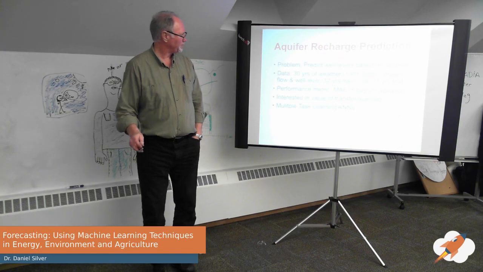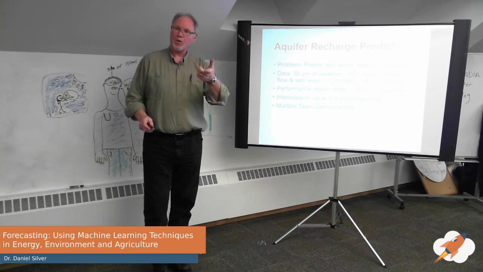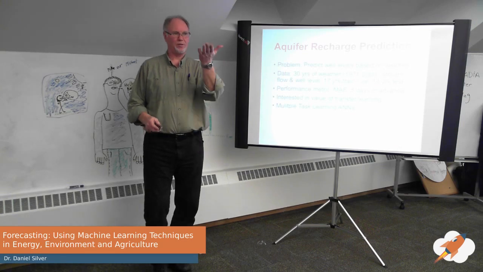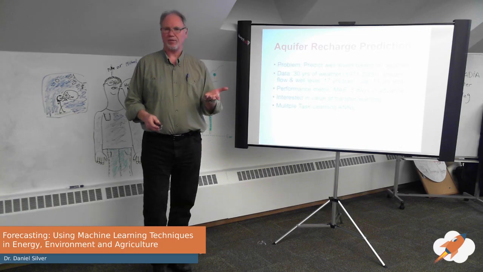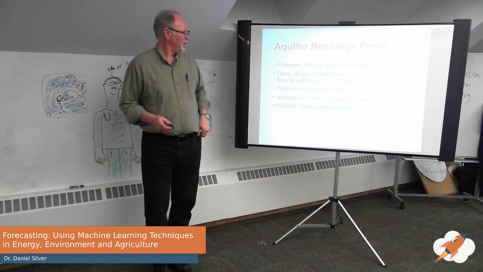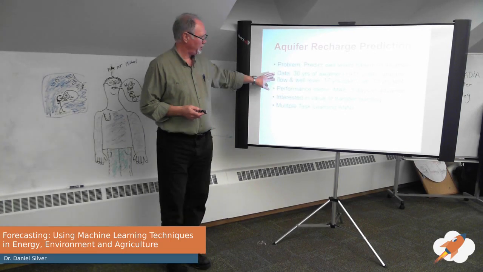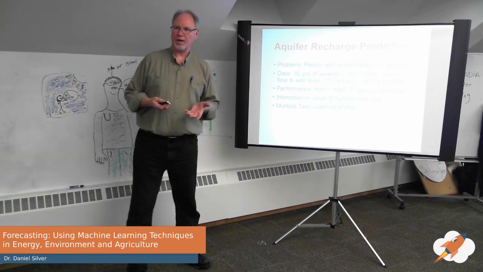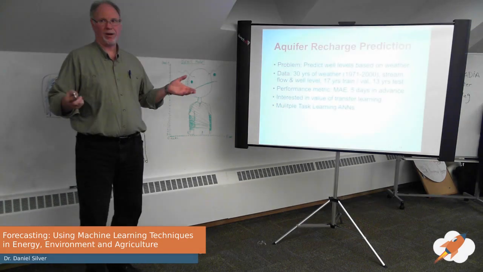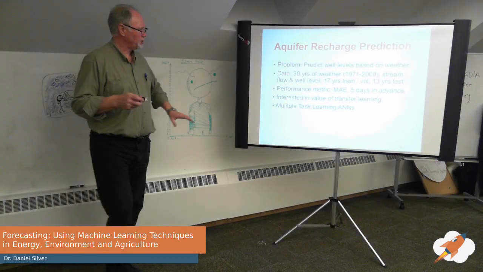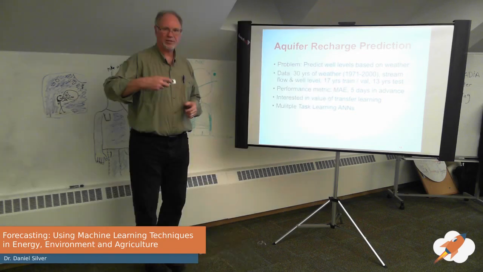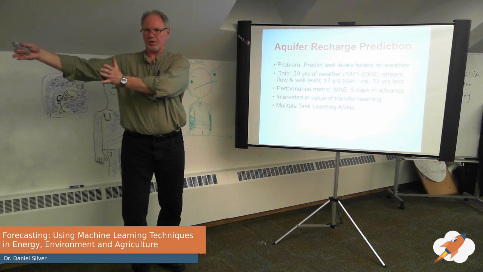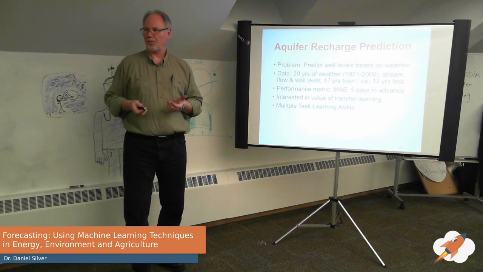This is highly related, but maybe more important to us, because it's our water supply. This is aquifer recharge. How fast does the well level respond after a good rain, or how quickly will it drop with drought? And again, 30 years worth of data, 1971 to 2000. We had both the well level data and stream flow rate data. There were not as many wells as they monitored the rivers. And we took 17 years to build the models and 13 years to test it. So we would build the models on 17 years of data, and then move forward 13 years over time and see how well it did on those 13 subsequent years.